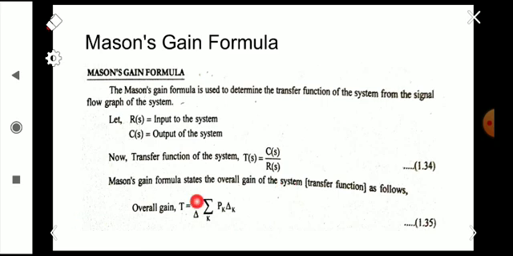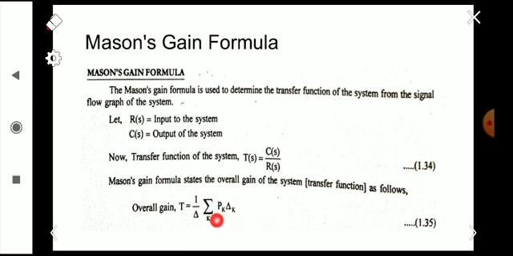According to Mason's gain formula, the overall gain T is equal to 1 by delta sigma k Pk delta k. So using this equation we can find the overall gain, that is, the transfer function of the system. Sometimes it is asked as a 5-mark question: explain the Mason's gain formula and explain each and every term in that formula. So we have to explain each and every term here.